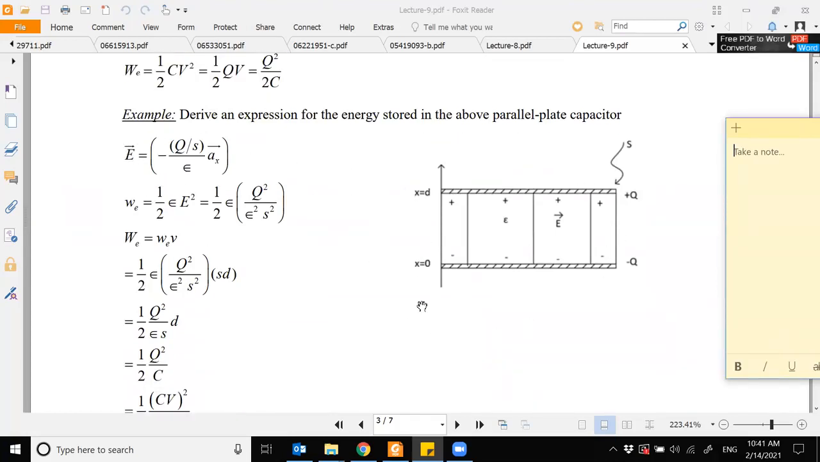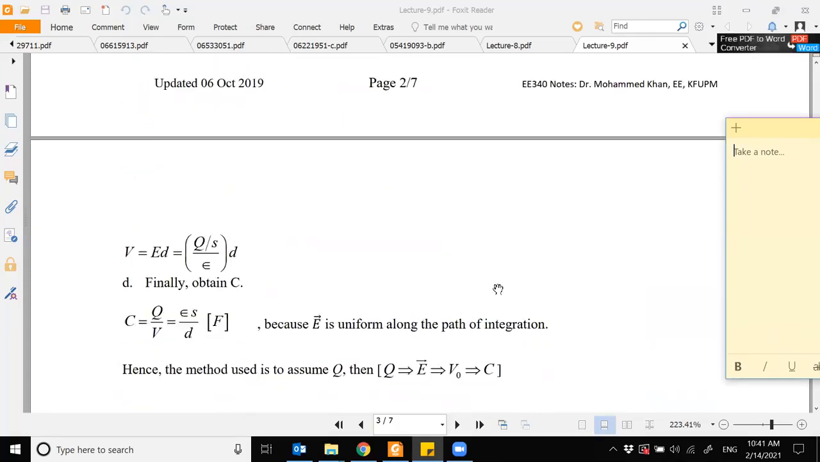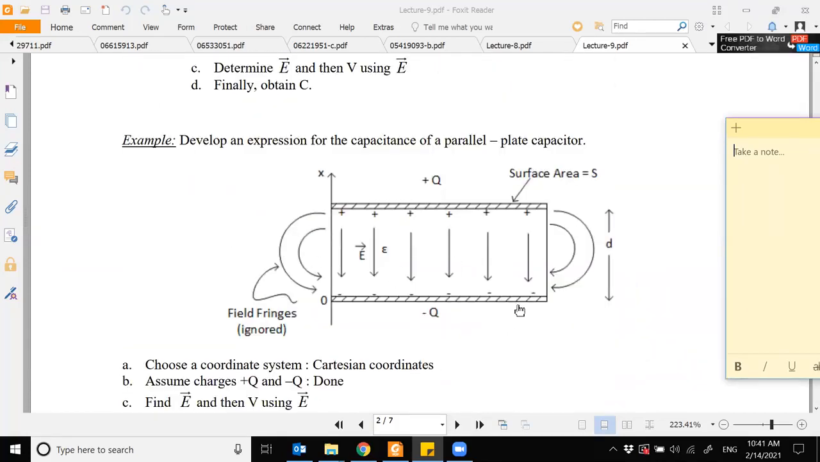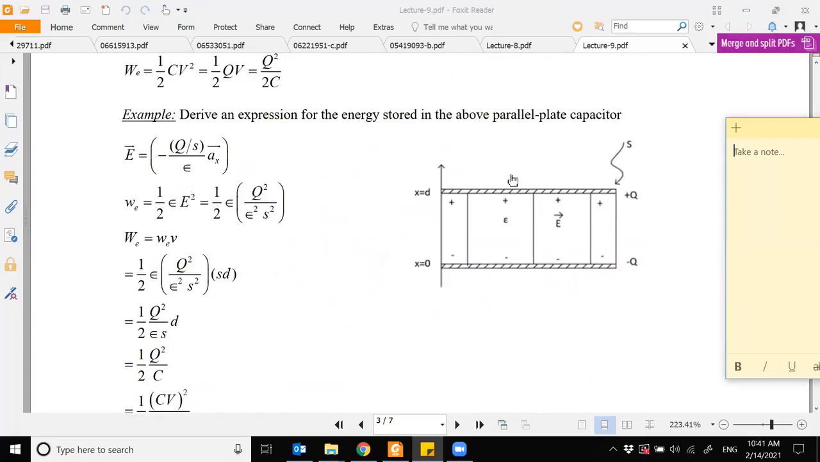I'm taking the same example as the previous one. This is positively charged plus Q, negatively charged minus Q, surface area S, placed at x is equal to 0, and this is x is equal to d, so that the distance between them is d. So therefore, the electric field for this one we already derived is minus Qs over epsilon times Ax, right?